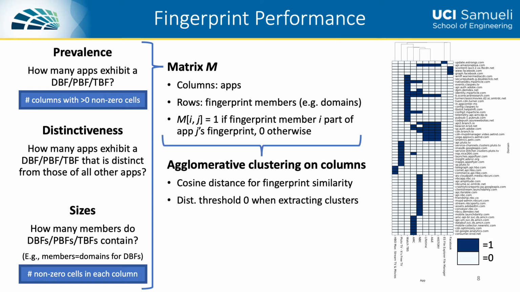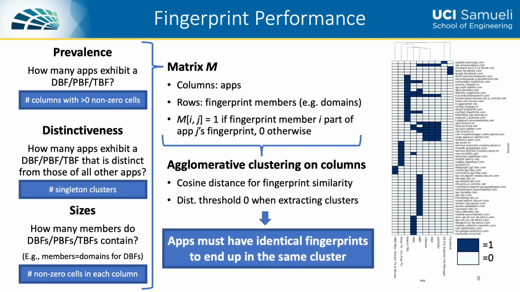To compute distinctiveness, we perform agglomerative clustering on the columns in the matrix, and here we use cosine distance for fingerprint similarity and a distance threshold of 0 when extracting clusters from the clustering. Now this implies that apps must have identical fingerprints to end up in the same cluster, and we can therefore use the number of singleton clusters to compute distinctiveness.